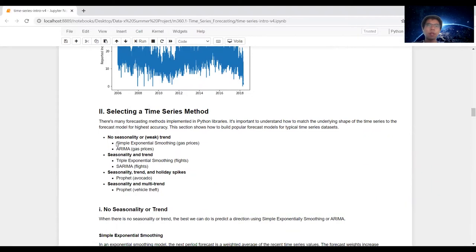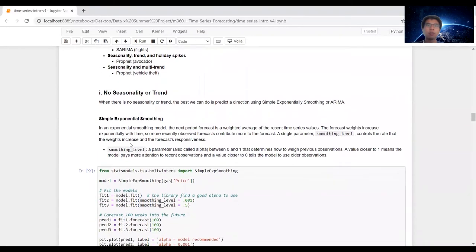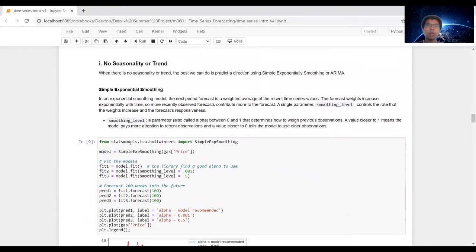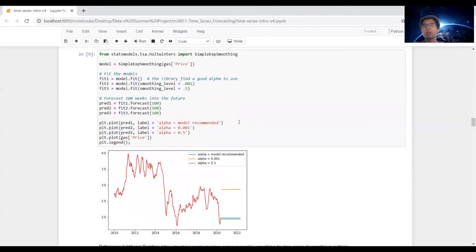So first of all, we'll be talking about the no seasonality and the weak trend models. And for those, you would want to use something like simple exponential smoothing. Simple exponential smoothing is, as I previously mentioned, there's only one parameter you can control called the smoothing level. And as a quick summary, this controls how responsive the forecast is. So a high value closer to, for example, one would make the forecast very responsive, and the forecast that we predict would be very similar to the most recently seen value.